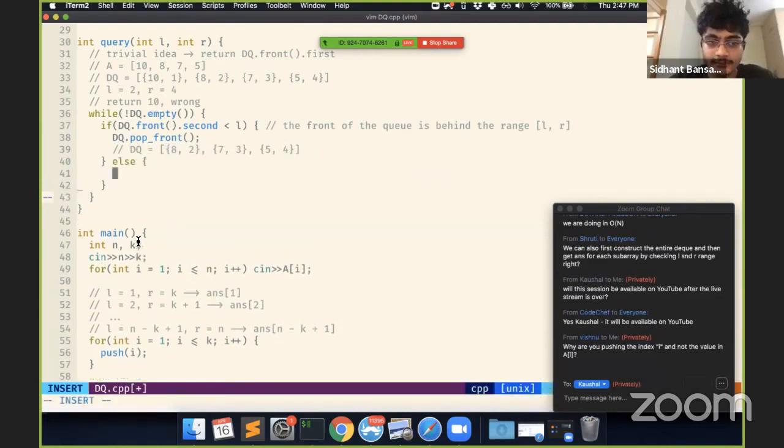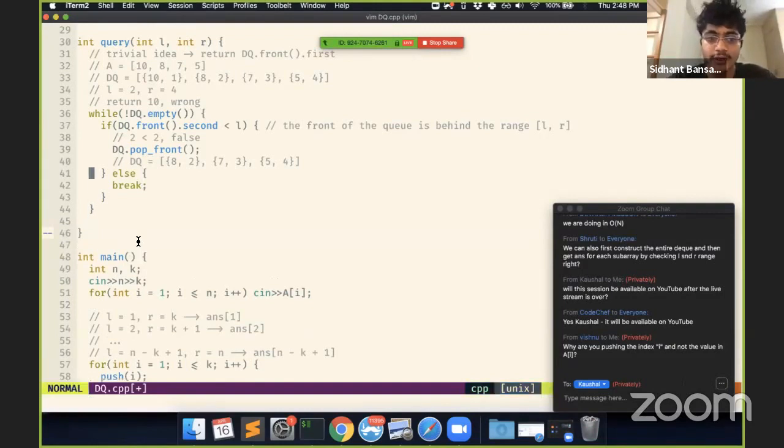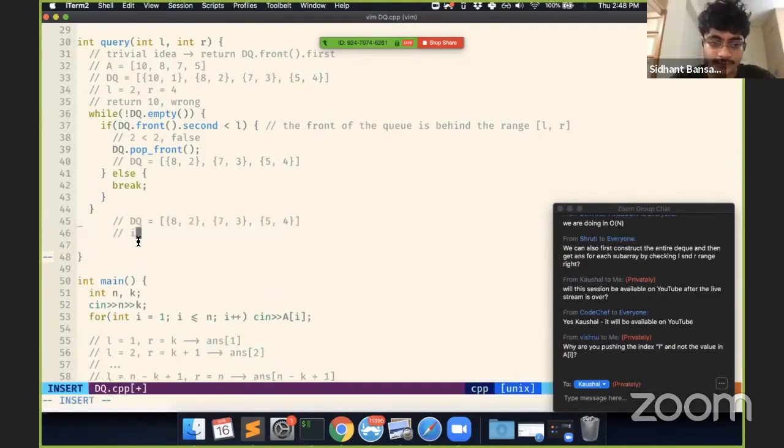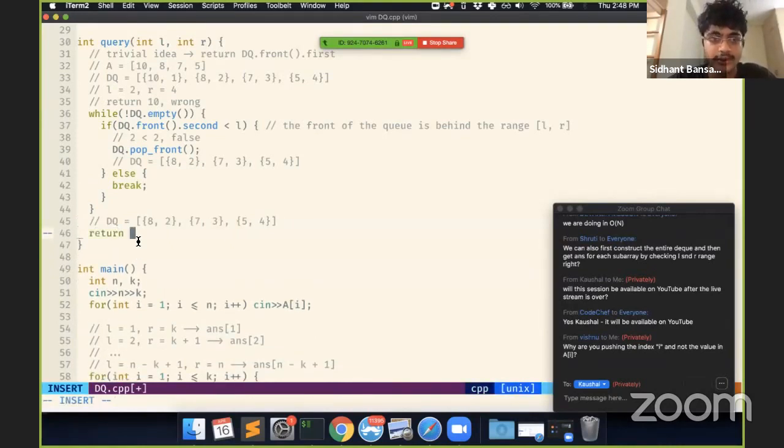we break. The break is important because if you don't do the break, you'll be stuck in an infinite loop. In the next iteration, this is 2 and our L is also 2. So this condition won't be true, because 2 is less than 2 is false. But if you don't have the else break, then you'll be stuck in an infinite loop. So you need the break. After the break, we have this DQ, and we just want to now return dq.front.first.